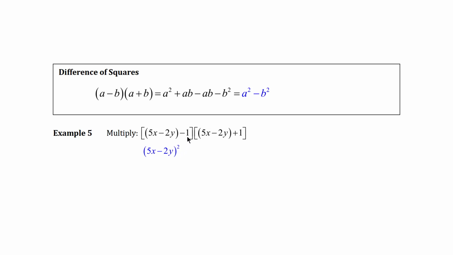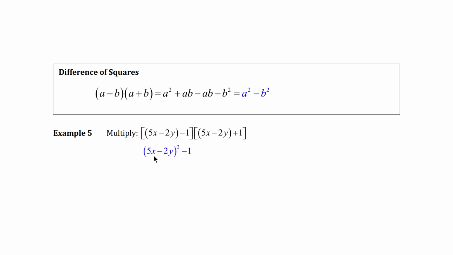So the square of 1 is just 1, and then we subtract it. The result is (5x − 2y)² − 1. The next step here is multiplying out this perfect square. So we just apply our perfect square formula.